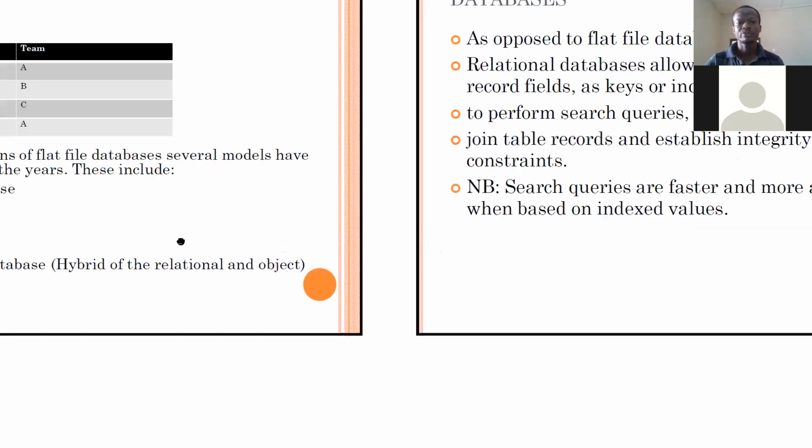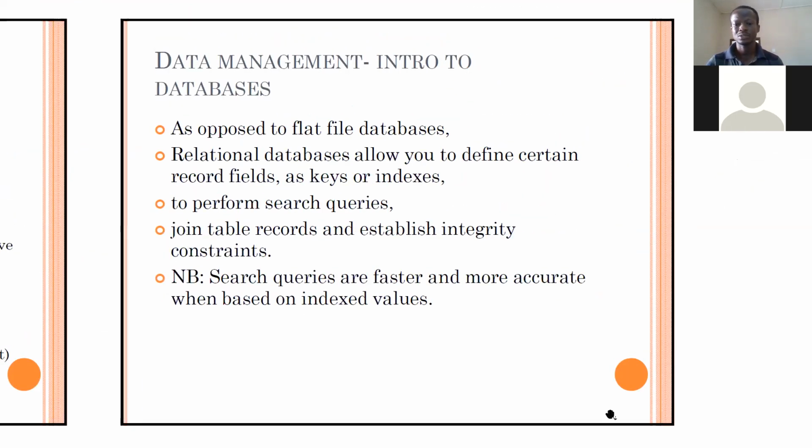So the flat file database didn't work. It had disadvantages, but the relational databases made use of keys and indexes. That's why we have the student index number. Every student knows that there's something called an index number, but they don't know why it came about. It's because of the idea of being able to uniquely identify. And because we have indexes, we are able to search easily. Also, tables are broken down into smaller tables so that we can join them again. That is the whole idea.